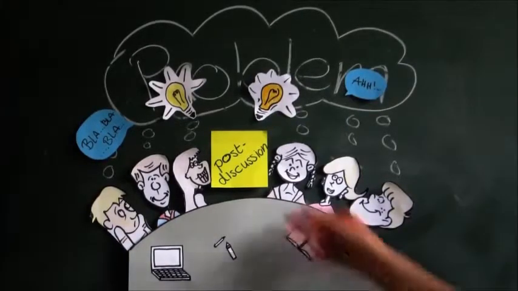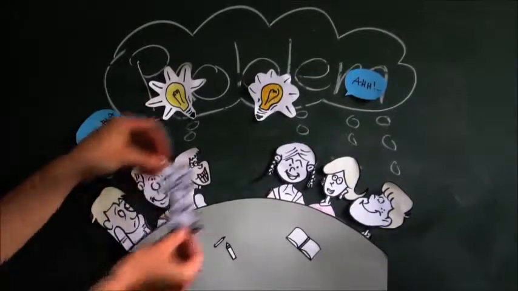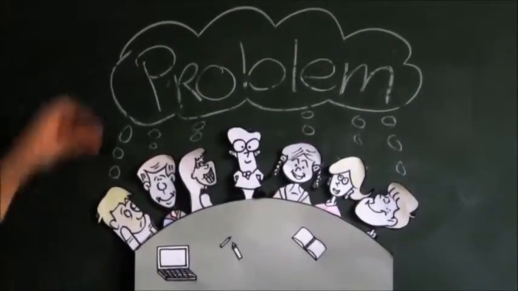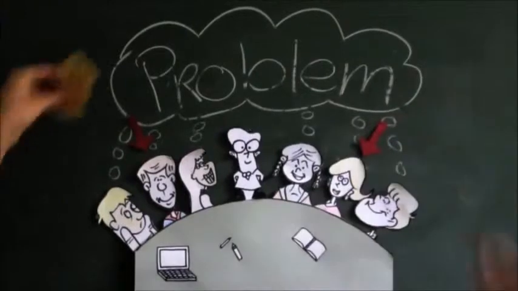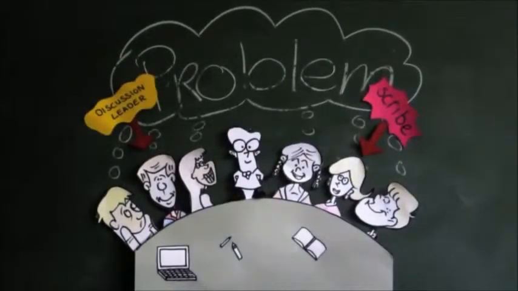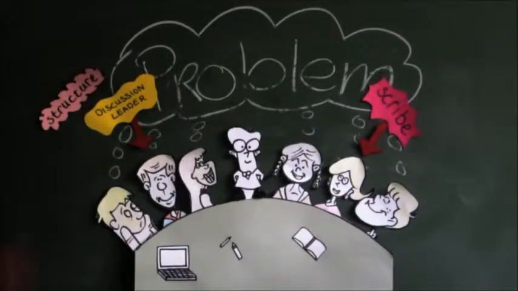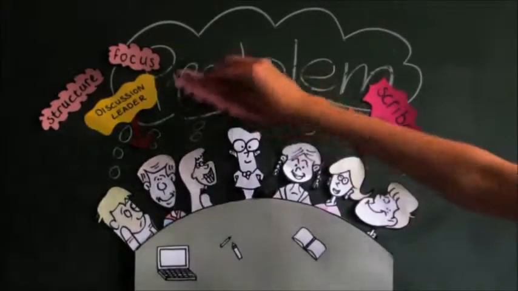But remember, PBL is student-centered. The tutor stays in the background and only jumps in when necessary. The leading of the group is done by the students. Each time, a discussion leader and a scribe are appointed. As discussion leader, you'll have to structure the discussion, keep the learning goals in focus, and encourage all members to participate.